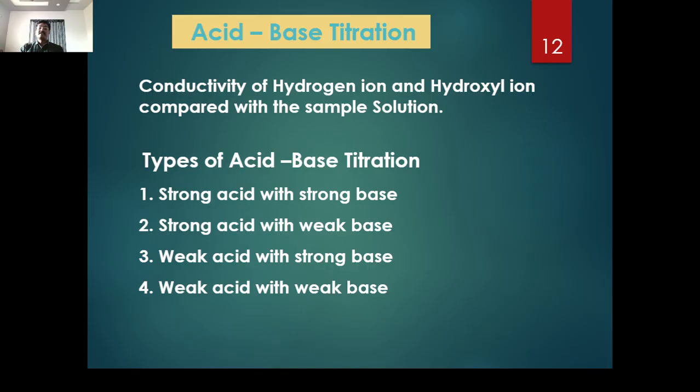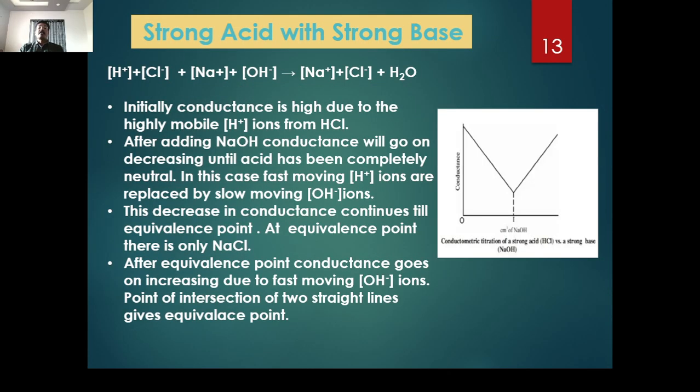There are different types of acid-base titrations: strong acid with strong base, strong acid with weak base, weak base titrated against strong base, and weak acid titrated against weak base. Then we will see one by one, first the strong acid versus a strong base. A strong acid such as hydrochloric acid, when titrated with the strong base sodium hydroxide, gives sodium chloride and water. That is simply a neutralization reaction, an acid-base reaction.